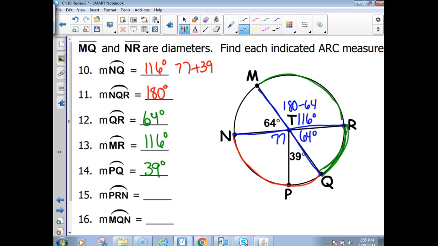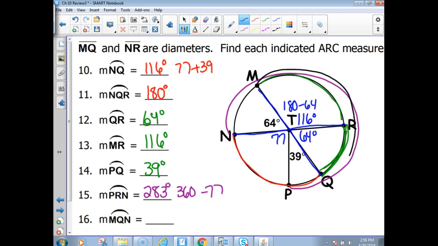P, let's see, I better color that one. P through R to N. I can't go that way, I gotta go this way. So that's everything but the 77. So I'm gonna do 360 minus 77 and get 283. And then finally, M, Q, N. M through Q to N is everything but the 64. All of it but 64. So I do 360 minus 64 and I get 296.